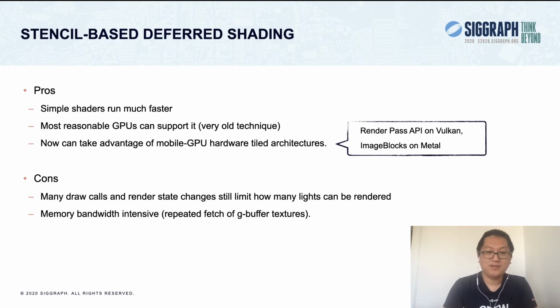The cons of stencil-based deferred shading is that many draw calls and render state changes still limit how many lights can be rendered. And it's memory bandwidth intensive if you're not running on a GPU with tile-based architecture, because each light has to fetch the gbuffer.